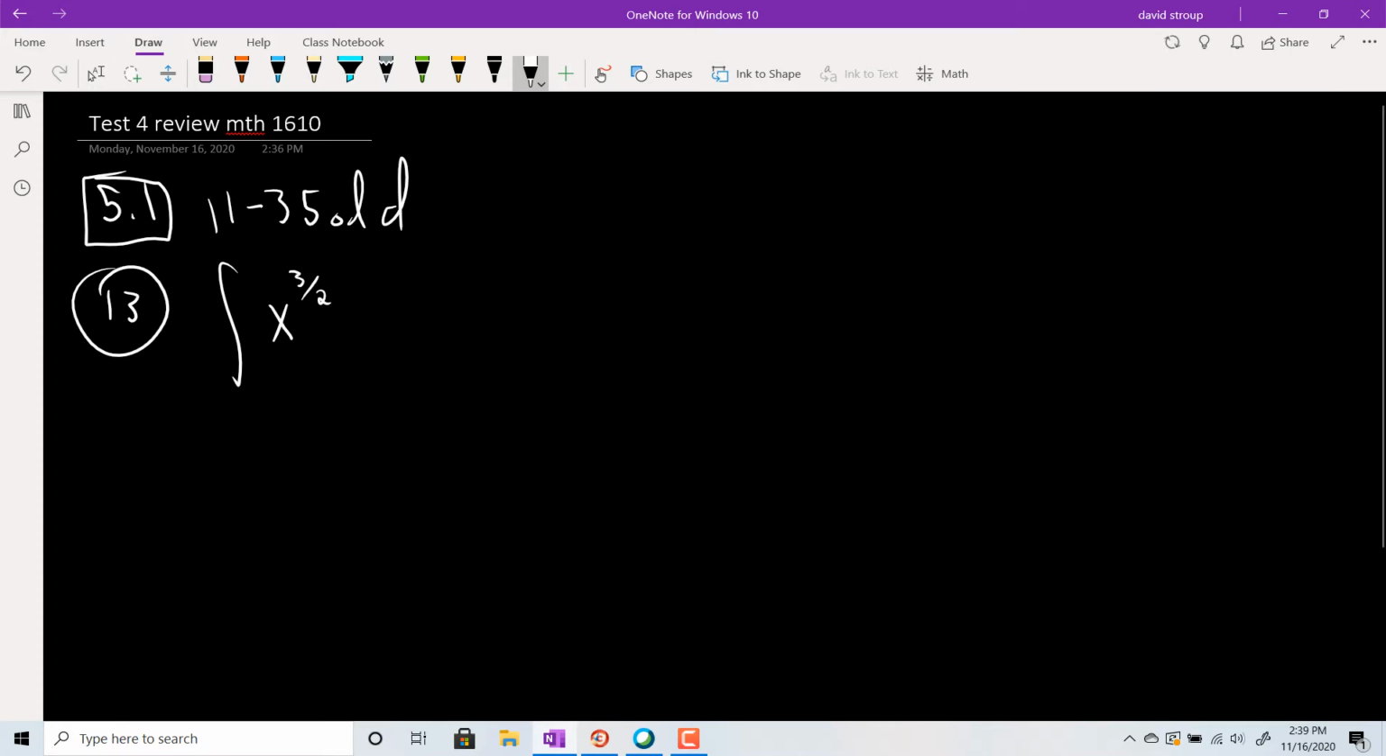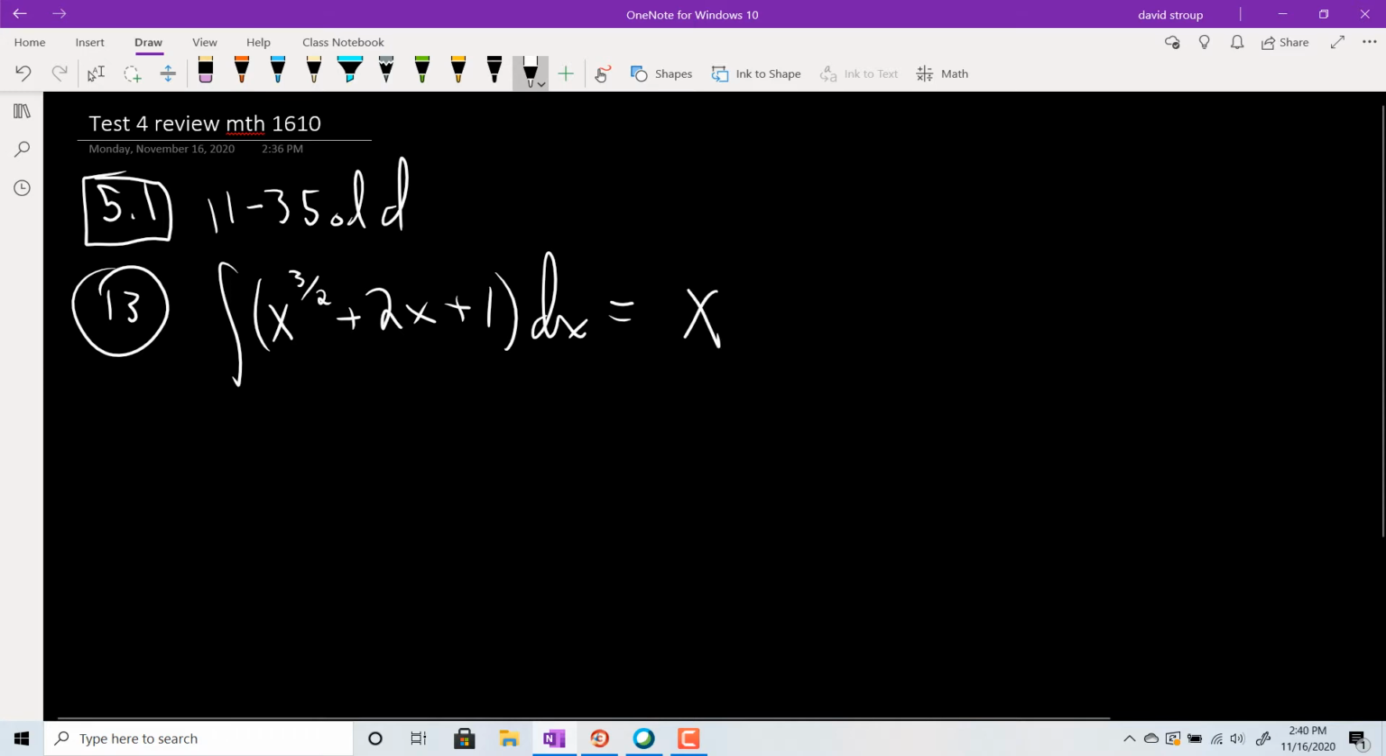The integral of x to the 3 halves plus 2x plus 1 dx. So in 5.1, we just learned the integral is basically an antiderivative, and then we gave you a bunch of rules associated with that. So the power rule is the main rule, and we could apply that here.